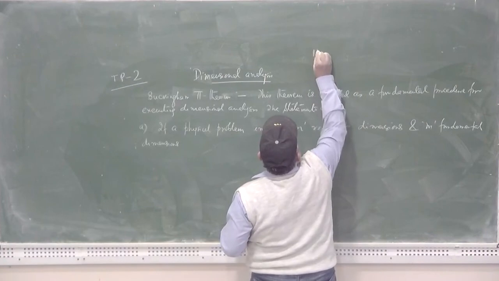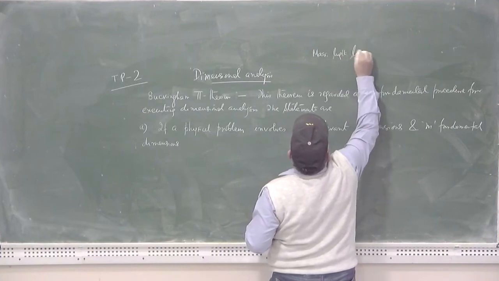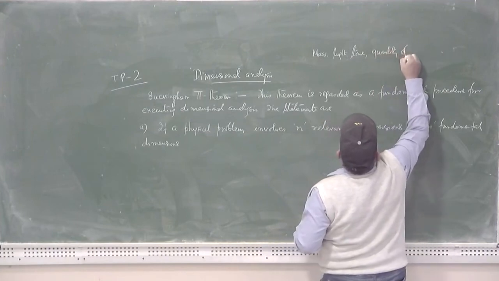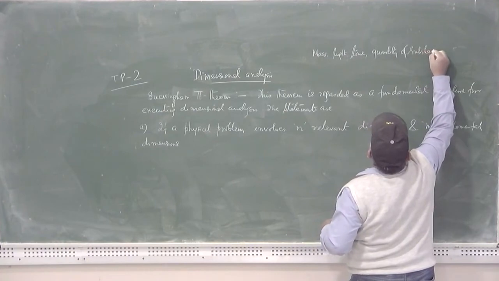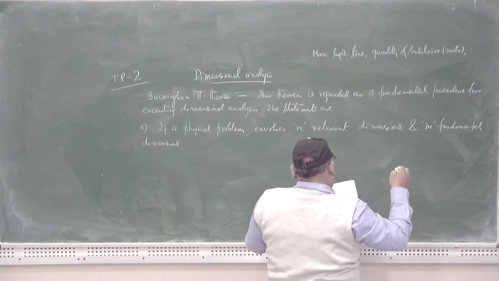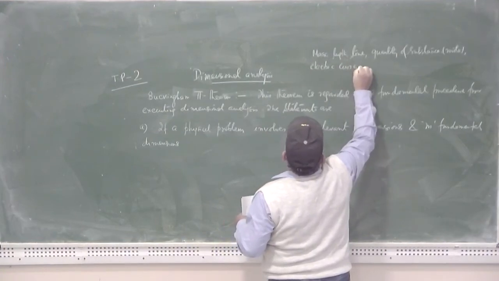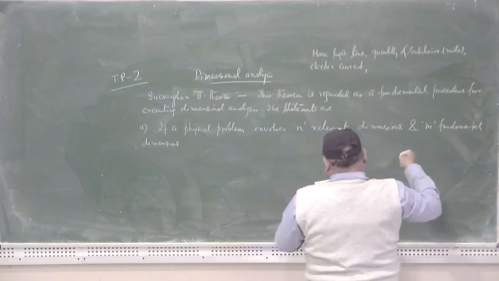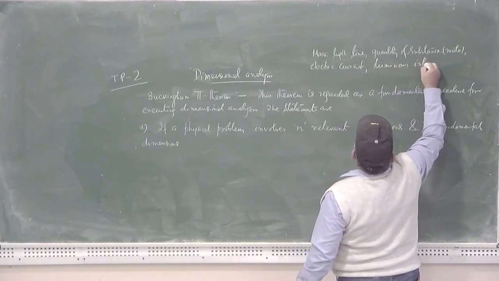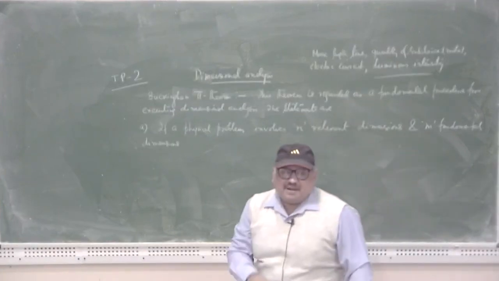length, time, quantity of substance, that is the mole, the luminous power, electric current, that is measured in terms of ampere, luminous intensity, candela. These are the quantities which are regarded as the fundamental dimensions.